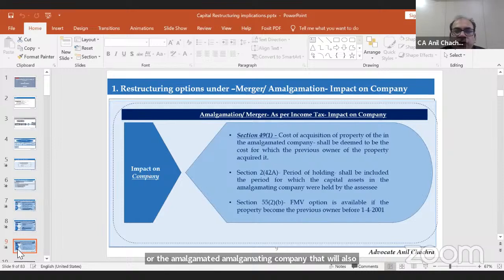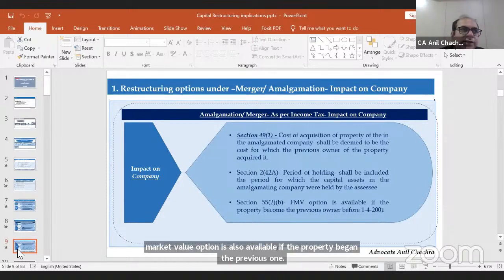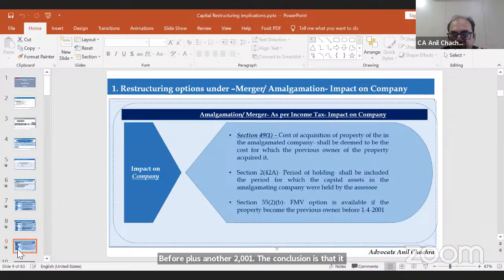Section 55 subsection 2 clause B says that the fair market value option is also available if the property became the previous owner's before 1st April 2001. The conclusion is that it will not be treated as a transfer, first of all. No tax will be payable by the transferor company as per Section 47. And if any asset is sold by the transferee or amalgamated company in subsequent years, whatever the cost of the amalgamating company was will be treated as the cost for the amalgamated company, and the period of holding will also be included for the amalgamated company.